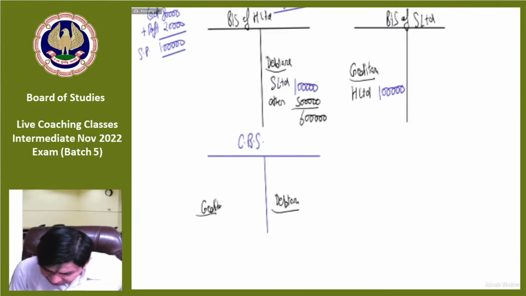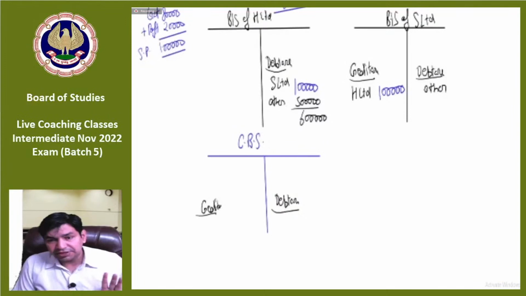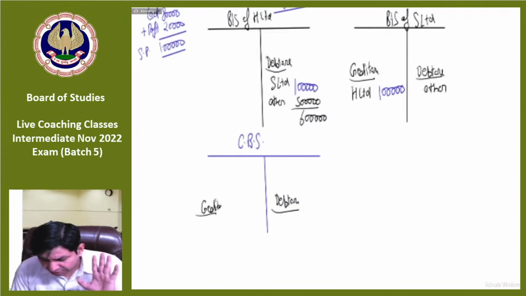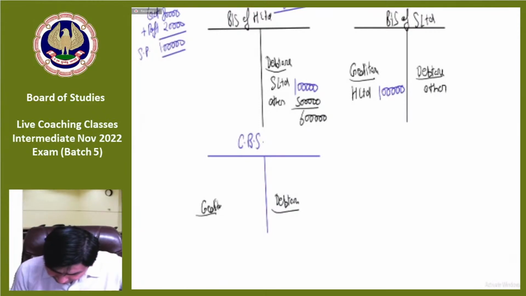In the books of the subsidiary company also there were some debtors, and those were only other debtors, not the holding company. We are completing today's session, don't worry. A comprehensive question will be there, so please focus on what I am telling you. Other debtors in the books of the subsidiary company are 3,50,000.